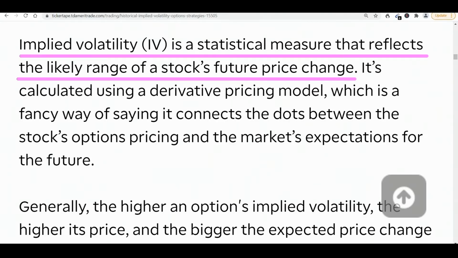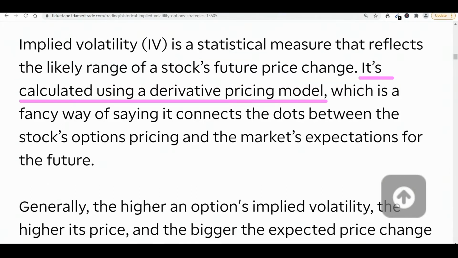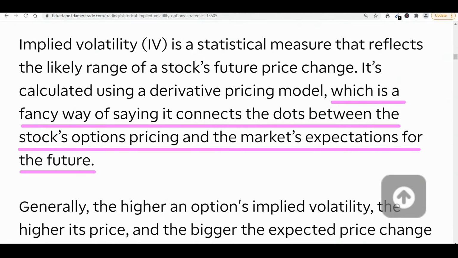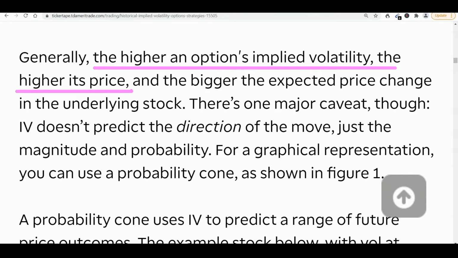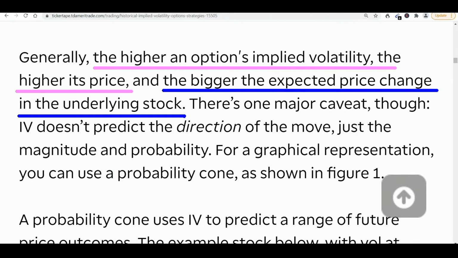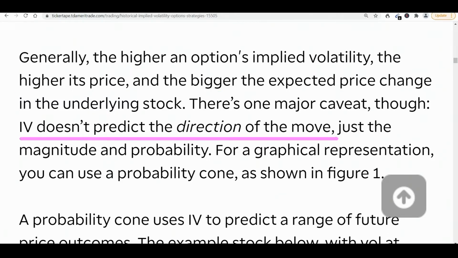Now, if we take this a little bit deeper, implied volatility measures the reflection of the likely price movement in the future. It does this by calculating the derivative price model. Remember the standard deviation? It's also used for finding the future price and volatility on price action. What do I mean by that? The higher the option's implied volatility is, the higher the probability is of a bigger move on the underlying stock. Now, this is a big rule. IV does not predict the direction of the move, just the magnitude of probability.